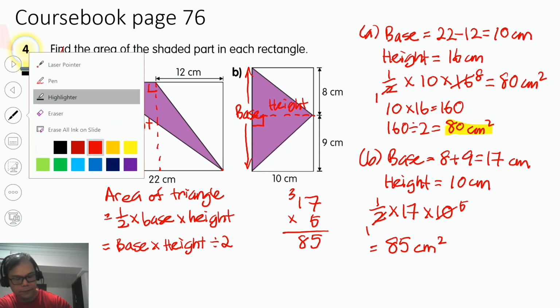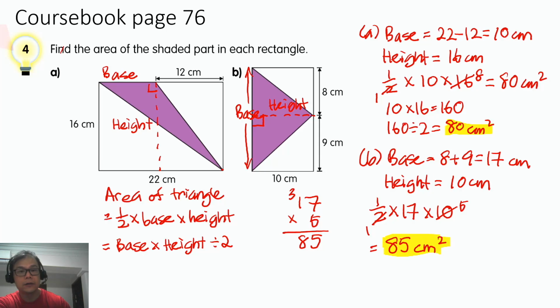So this is the solution for part A and part B, question 4. In this case, it's quite straightforward. You can see that the triangle for each question, part A and B, is contained completely in the rectangle. So you can make use of the dimensions of the rectangle to help you find the base and the height of the triangle.